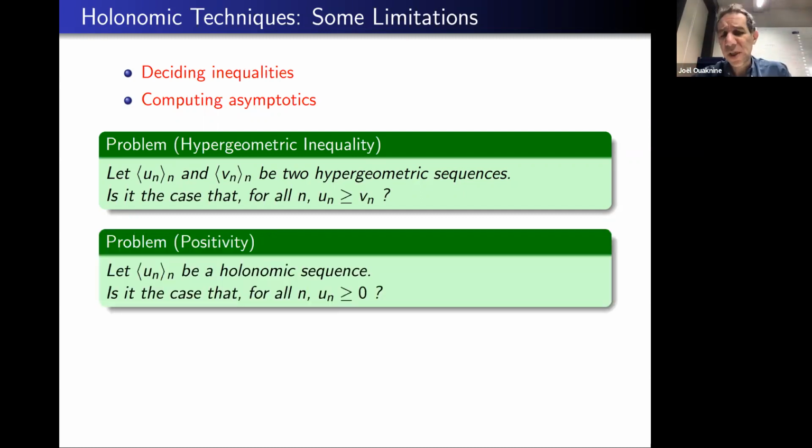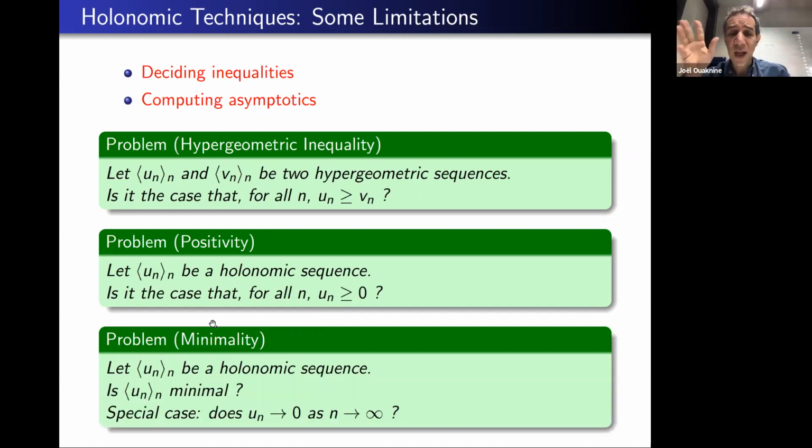The second problem, the positivity problem, which is a generalization of the first, says, well, let u_n be a holonomic sequence. Is it the case that for all n, u_n is greater or equal to 0? So you can reduce hypergeometric inequality to this. And the third problem, which I call the minimality problem, asks, let u_n be a holonomic sequence. Is it minimal? I've not yet defined what minimal means, but if you want to get a picture in your mind, you could ask, does u_n tend to 0 as n tends to infinity?